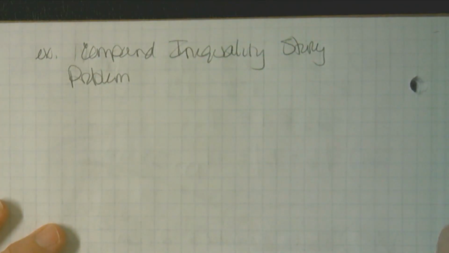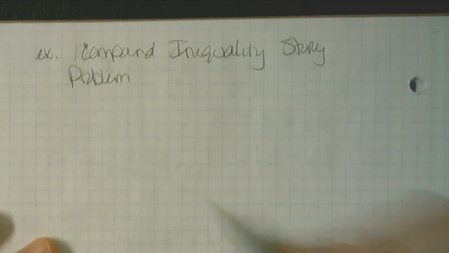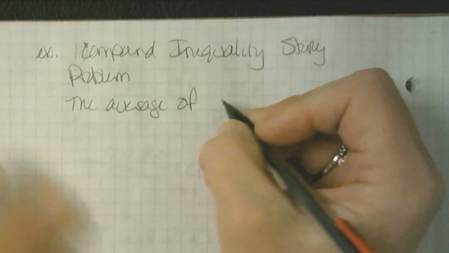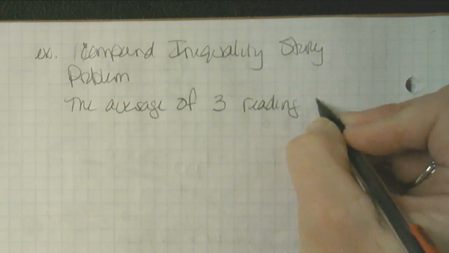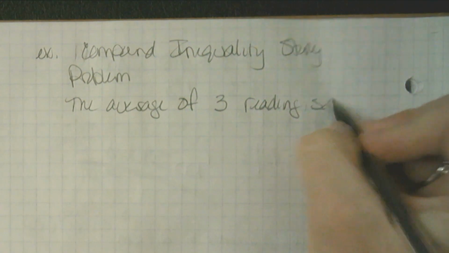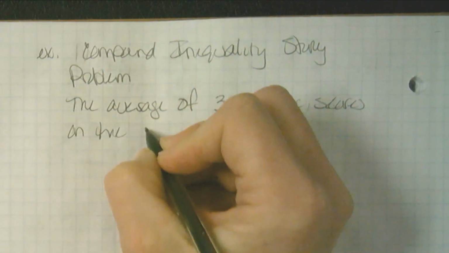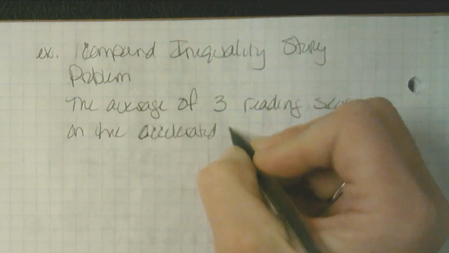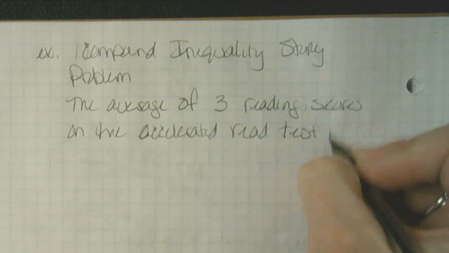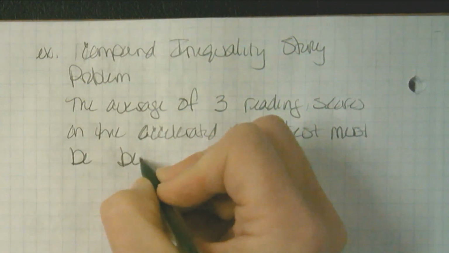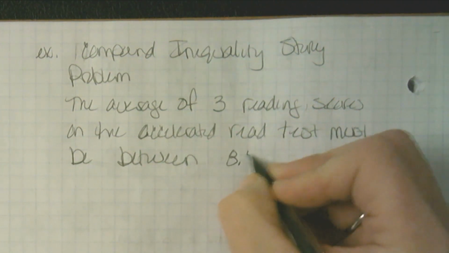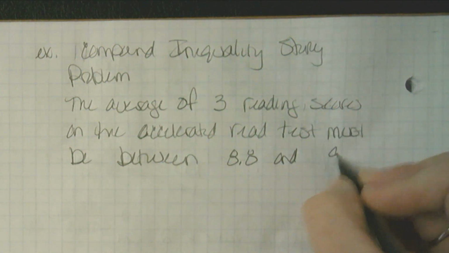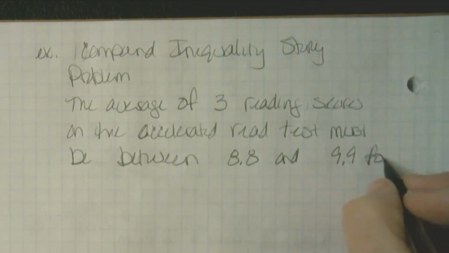All right. So the average of 3 reading scores on the accelerated reading tests must be between 8.8 and 9.9 for students to move to the next level.